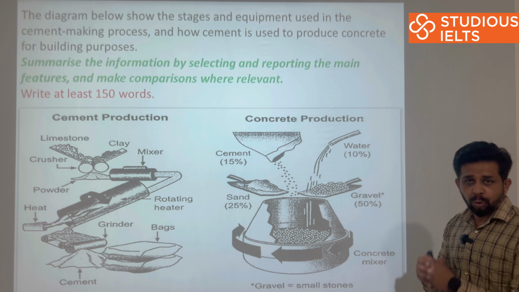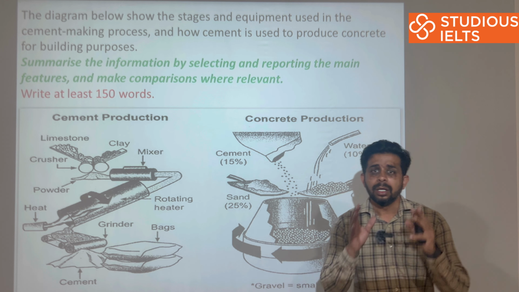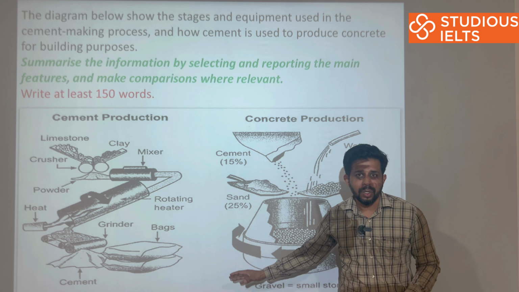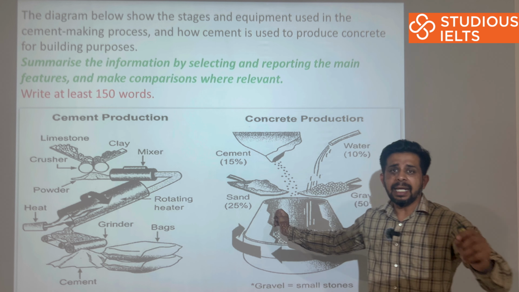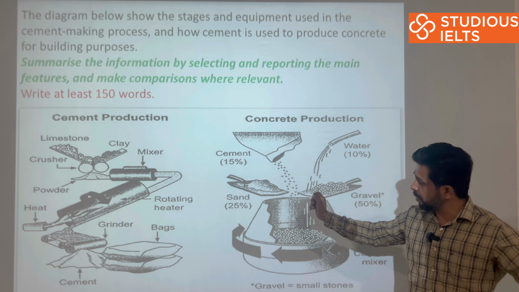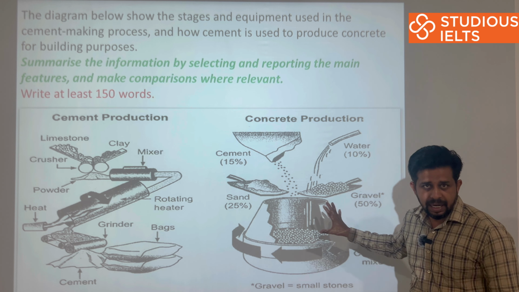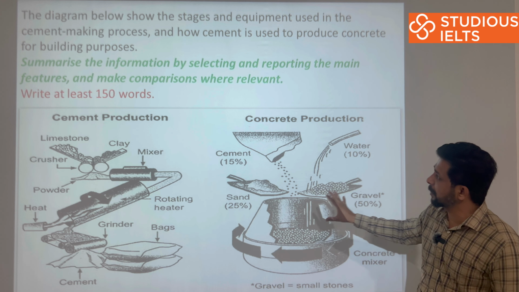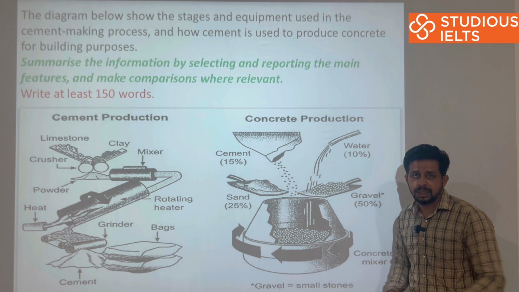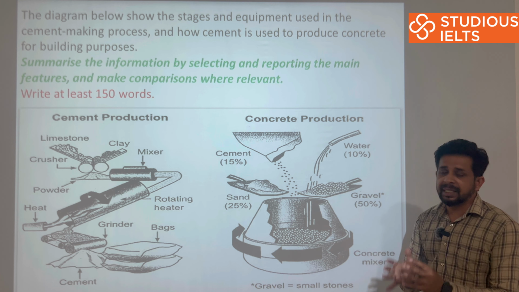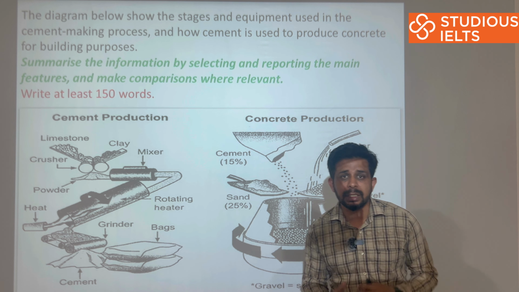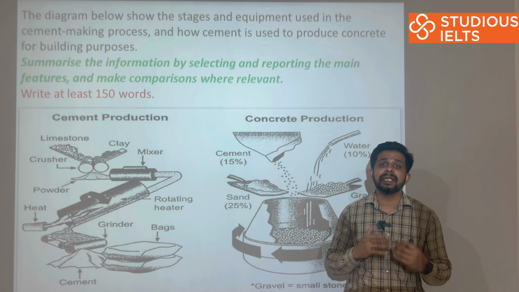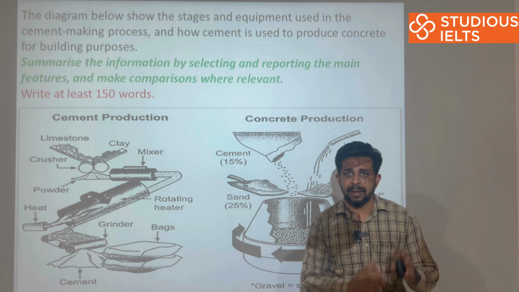So what do we have to do in our examination? We have to elaborate on them, or we can also say that we have to summarize that process in the form of a report, because they will give you such a diagram and they will ask you to write a report in around 150 words summarizing everything that is important in this process. So this is how the question appears in the IELTS exam, writing task 1, in the academic exam.